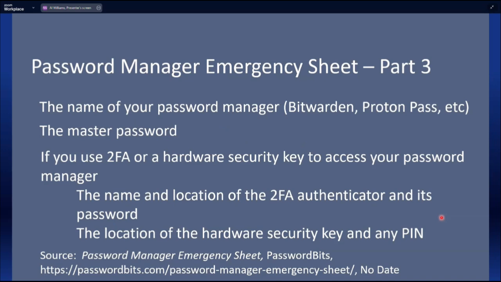In addition, on that emergency sheet, you should have the name of your password manager. Is it Bitwarden? Is it Proton Pass? If you use two-factor authentication or a hardware security key, you should put the name and location of the authenticator, its password, and the location of the hardware security key and any PIN that the hardware security key would use.